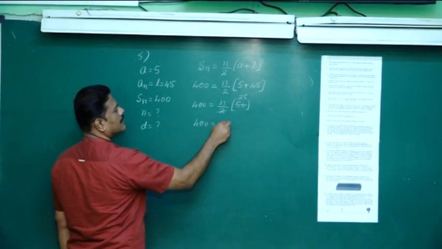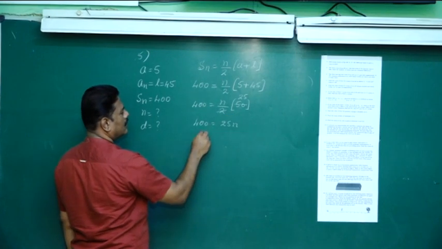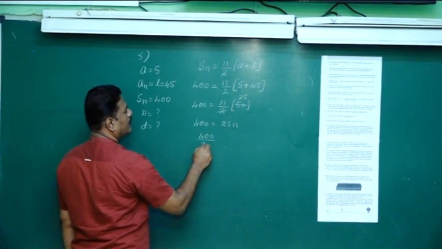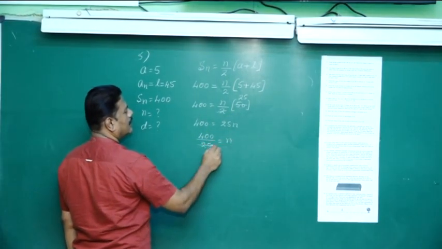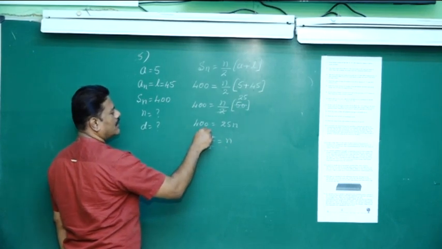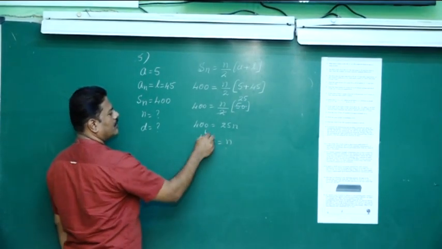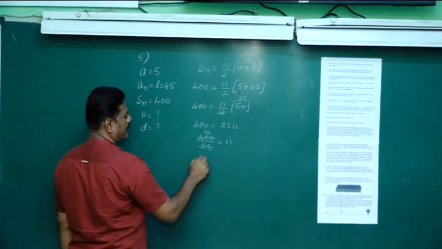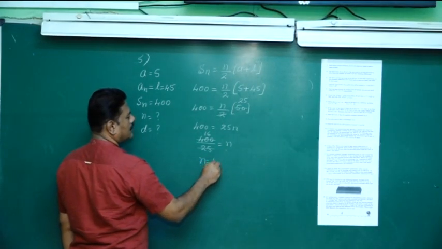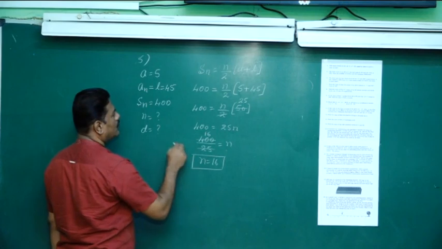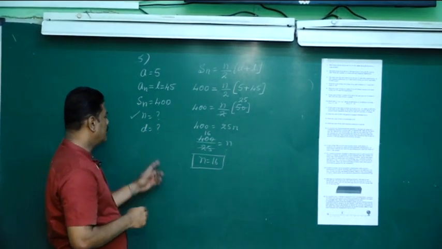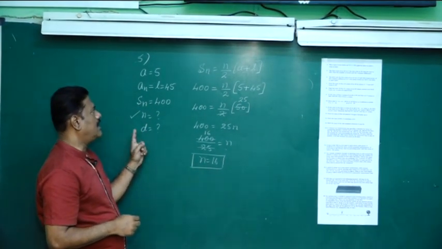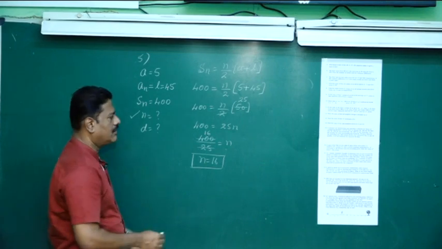Now 400 is equal to 25n. So 400 by 25 is equal to n. 25 ones are 25, 15 remains, 150, 25 6s are 150. So n is equal to 16. So we came to know the value of n. But still we have to calculate d. That is the second part of the question.